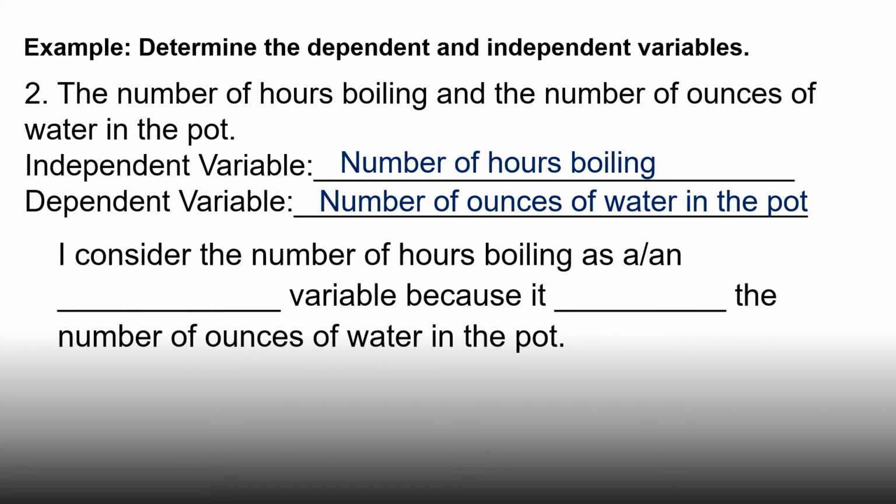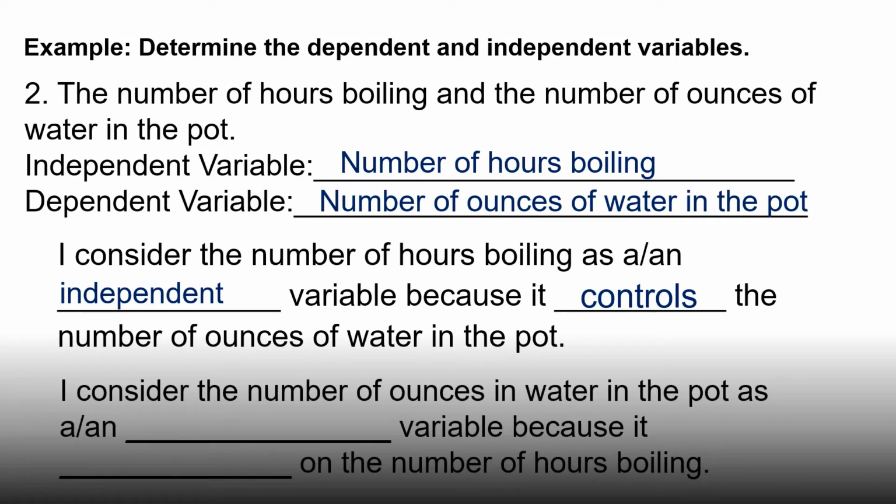So, we can now have the statement. I consider the number of hours boiling as independent variable because it controls the number of ounces of water in the pot. And I consider the number of ounces of water in the pot as a dependent variable because it depends on the number of hours boiling.